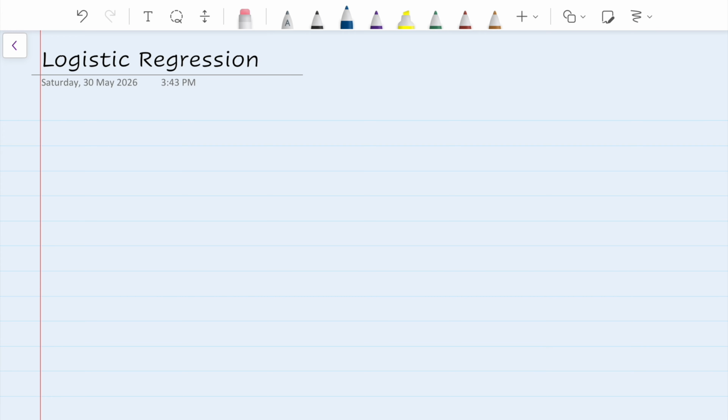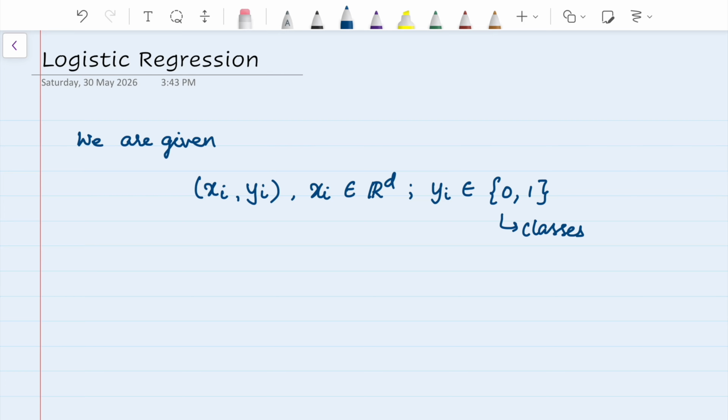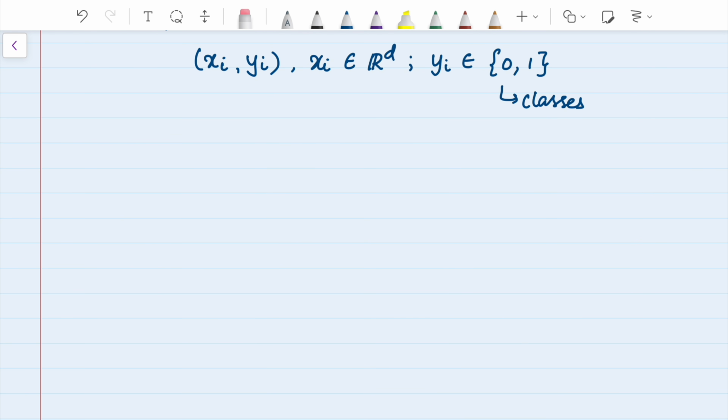Starting with the topic of logistic regression, we are given a dataset that can be represented in the form of xi, yi, where xi can be any vector of d dimension and yi can either be 0 or 1. Here 0 and 1 are two different classes. Let us visualize this graphically.